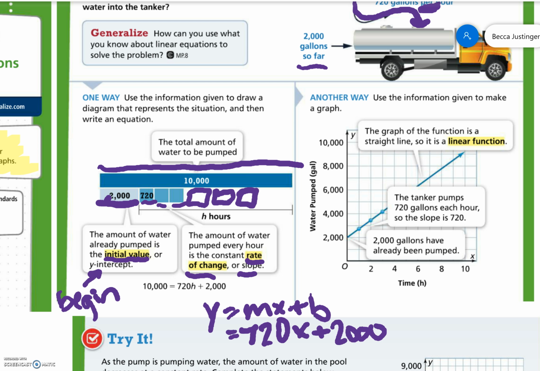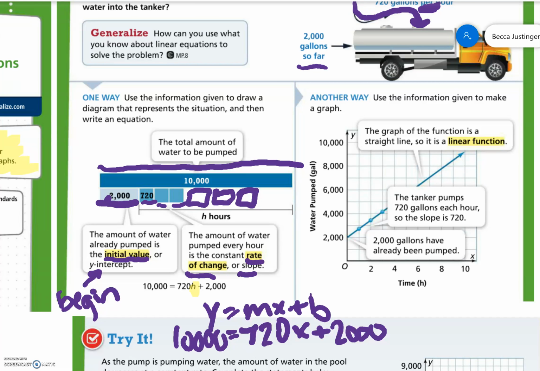Well, we want our y to be 10,000. We want to use up all the water. So that's one way to do it with an equation. And we could use SADMAP and work backwards to solve for h. That would tell us how many hours it would take.